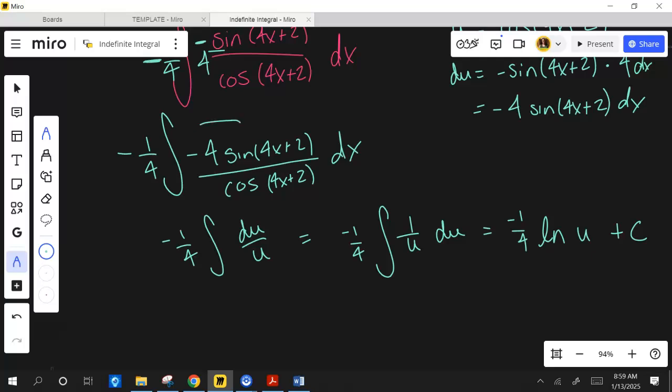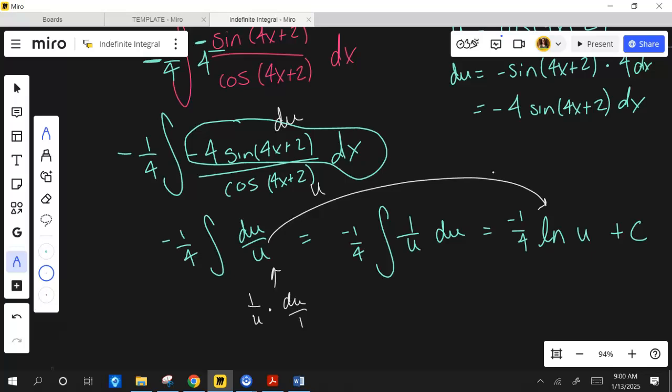Du over u, remember all of this is du. All of this is du, this is u. Well, 1 over u times du over 1 is the same thing. How would you know what's 1? You literally should be able to go from this to this. I'm just showing you why.